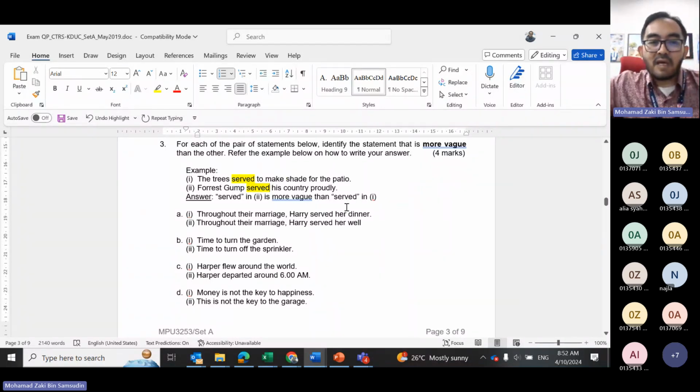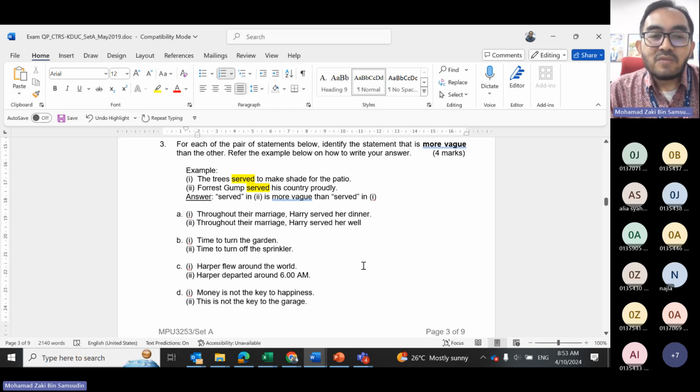Maknanya pokok yang rindang, dia menjadi penghadang, dia pelindung lah untuk cahaya matahari kan. So itu perkara yang kita nampak jelas. So Forrest Gump served his country proudly, itu in terms of the context of the statement is not really something very clear. How do you know that exactly, right?